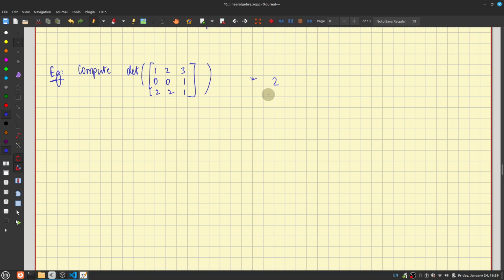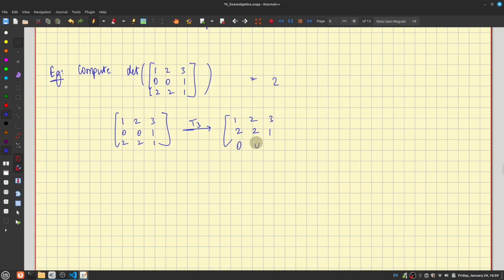Now let's use the row reduction approach. So I have 1, 2, 3, right? Let me just write down the full matrix: 0, 0, 1, 2, 2, 1. So on this, let me first perform a row swap operation. Let me just exchange the second and the third rows before I do anything else. So this is a type 3 operation on the second and third rows. So I get 1, 2, 3, 2, 2, 1, 0, 0, 1.